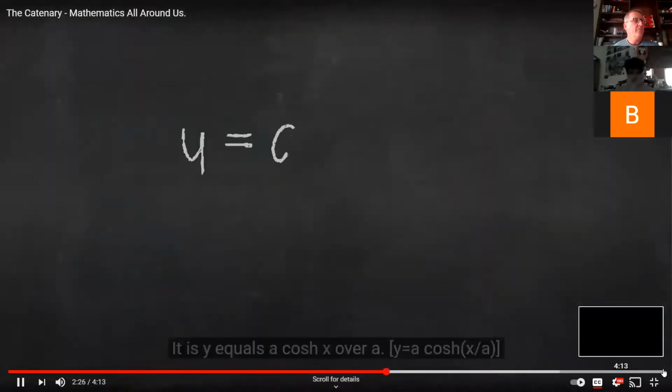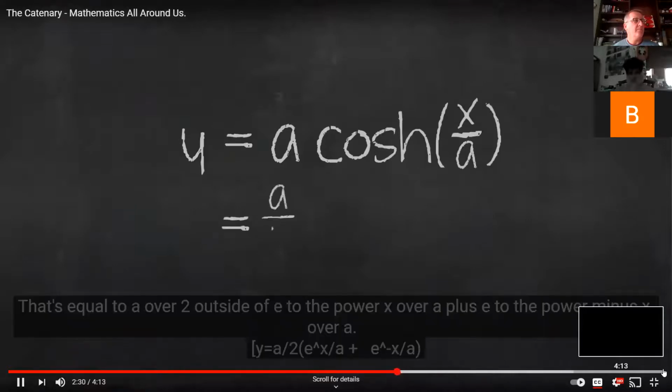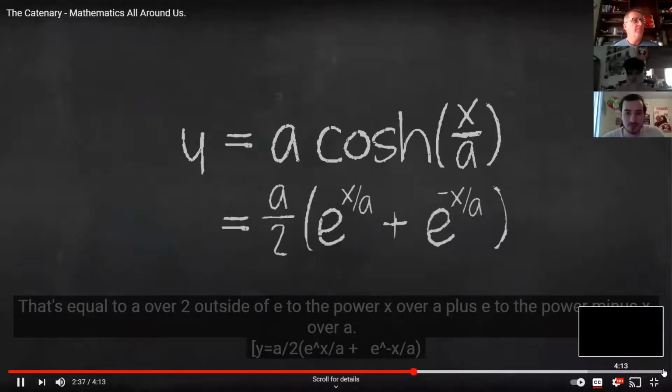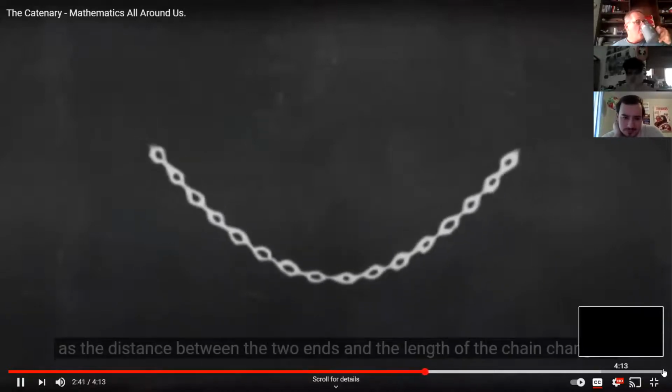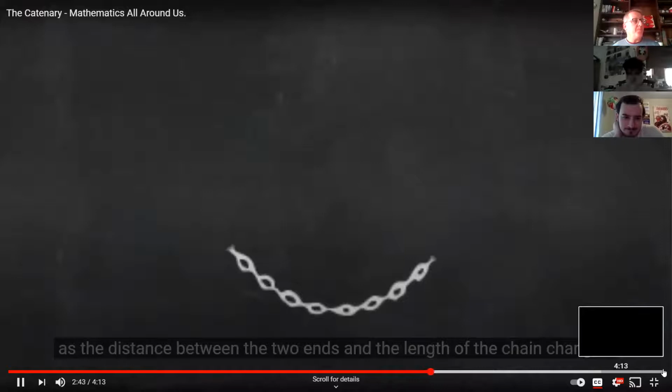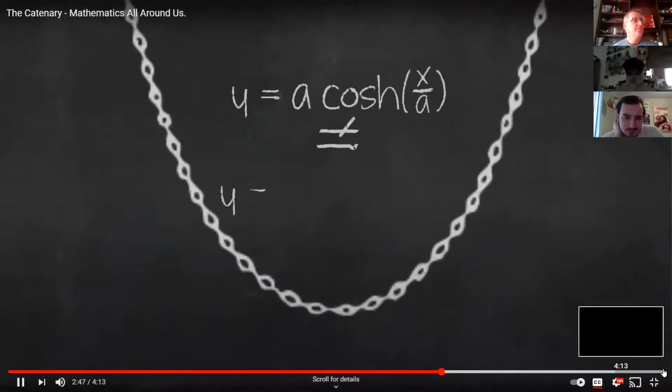It is y equals a cosh x over a. That's equal to a over 2 outside of e to the power x over a plus e to the power minus x over a. The curve changes as the distance between the two ends and the length of the chain changes, but they can be described with the same formula and are never parabolas.